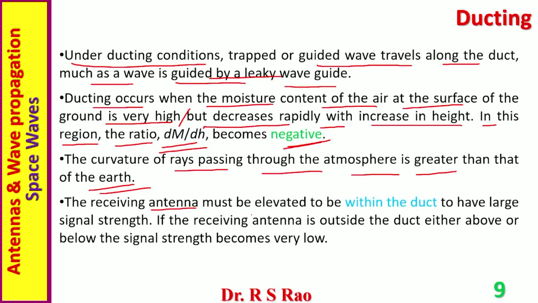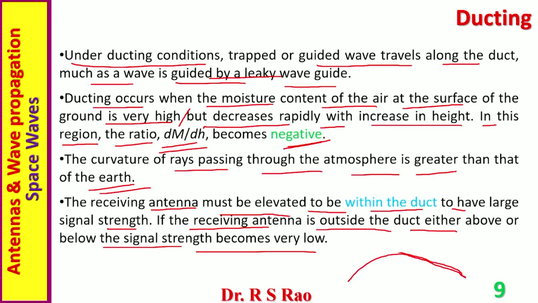The receiving antenna must be elevated to be within the duct to have large signal strength. If the receiving antenna is outside the duct, either above or below, signal strength becomes very low. To use duct formation for communication purposes, we have to see that the receiving antenna is in the duct. Then only it will be able to receive the signal that is there in the duct. Otherwise, signal strength at the receiver becomes low.